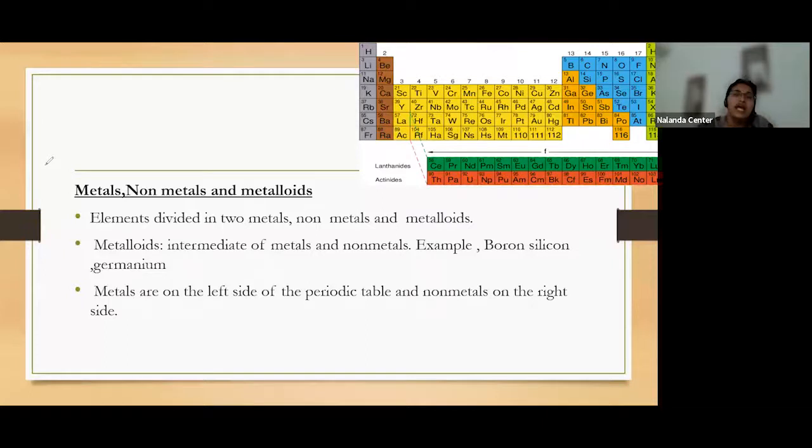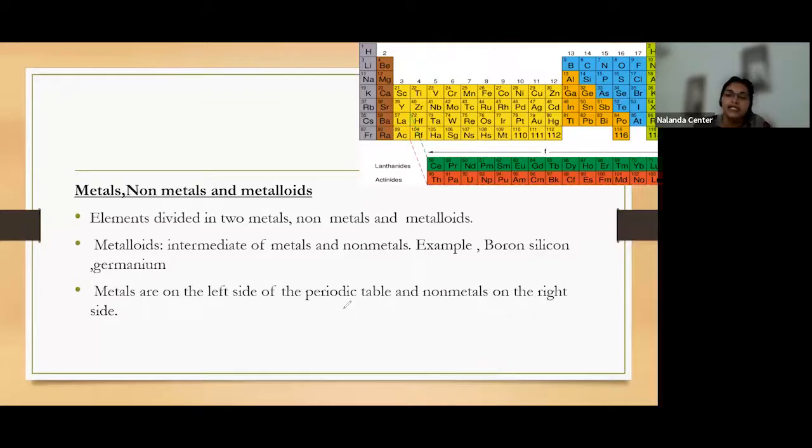So if the nucleus, which is there at the center, is strongly pulling the outermost electrons, it will be difficult to lose the electron. All right? So this is the concept. Then the metallic character is going to be less. Metallic character means the tendency of an element to lose electron.